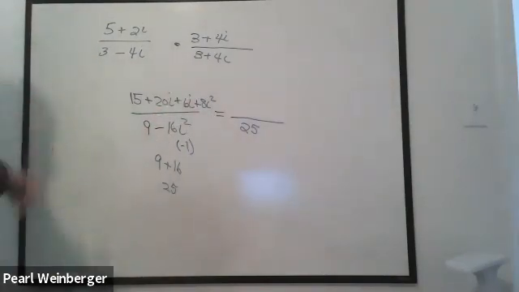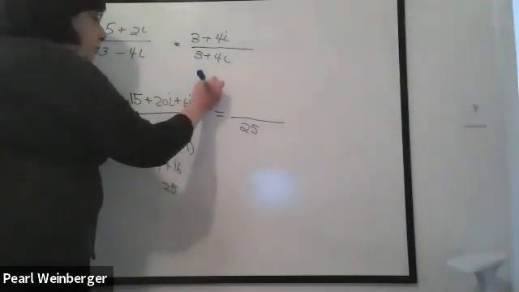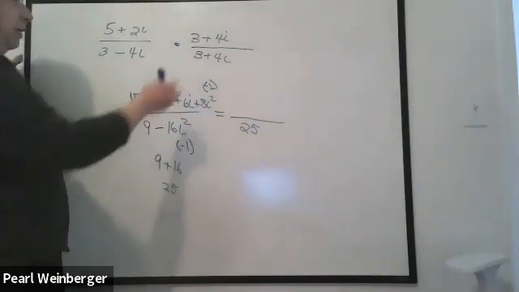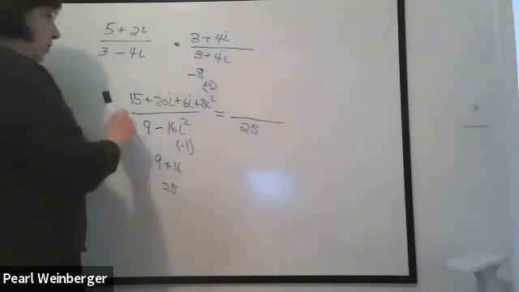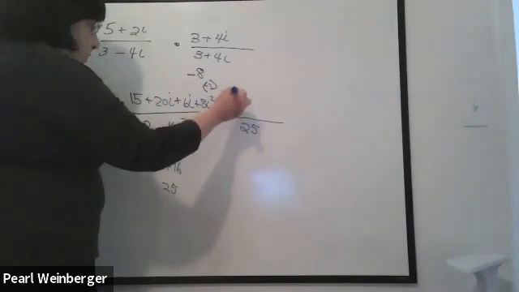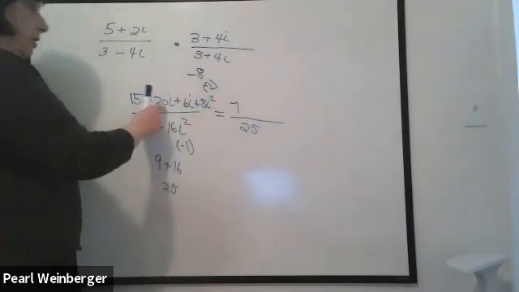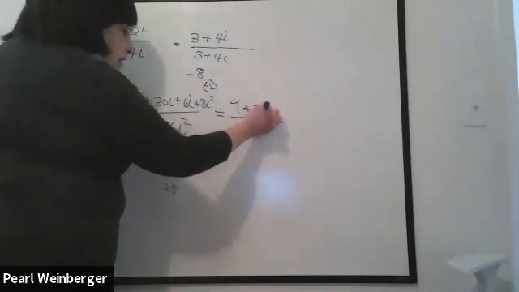Don't forget, the most common error people make is they do i times i and they just write i times i is i squared, and then they forget that i squared, remember, is equal to negative 1. So this is 8 times negative 1, which is negative 8. So now I have to add the 15 and the negative 8, which is 7, and the 20i plus the 6i, which is 26i.